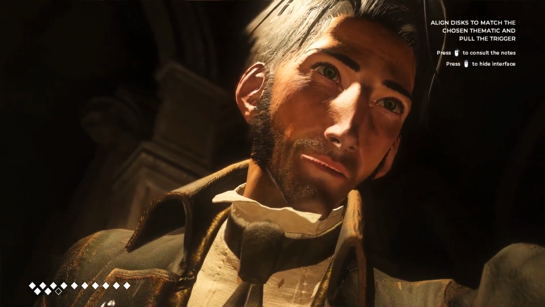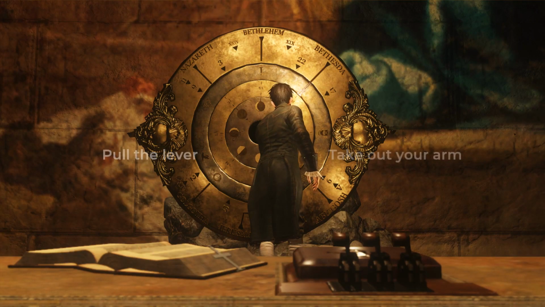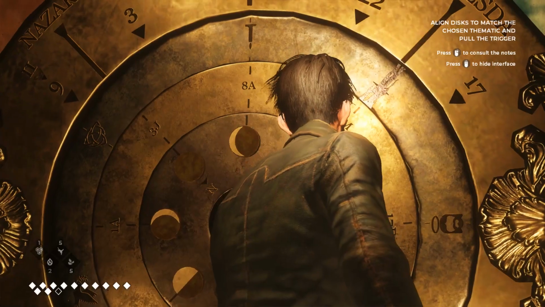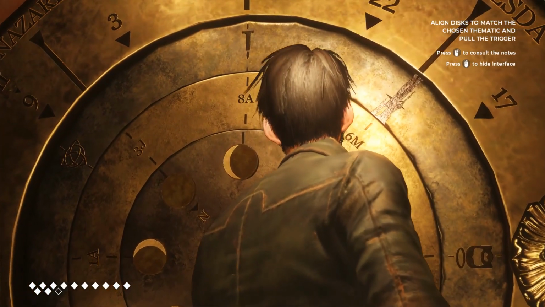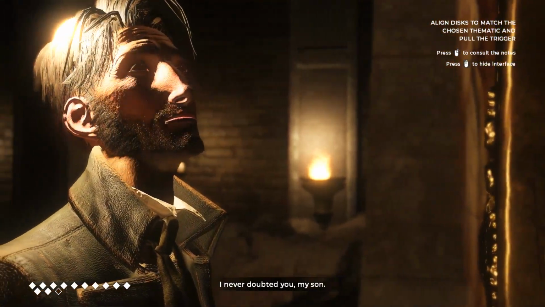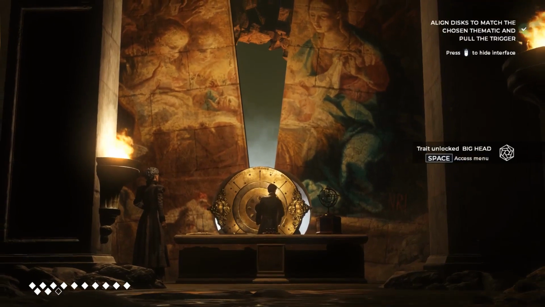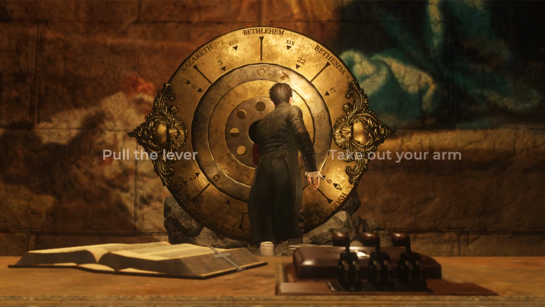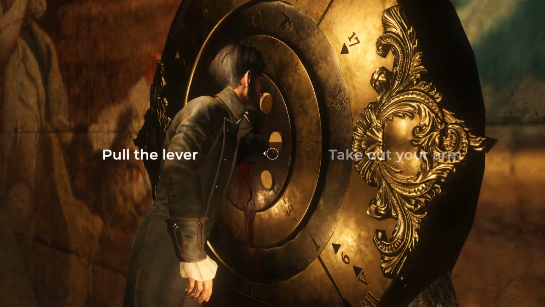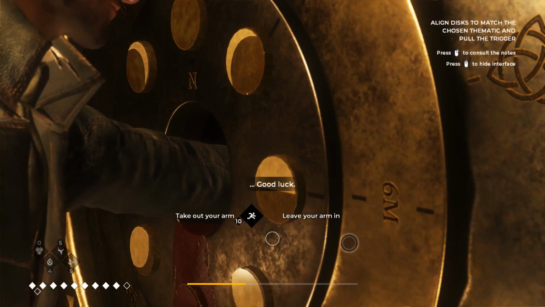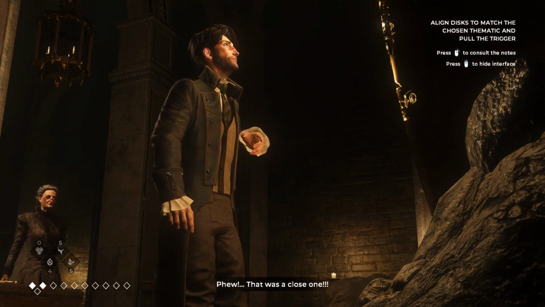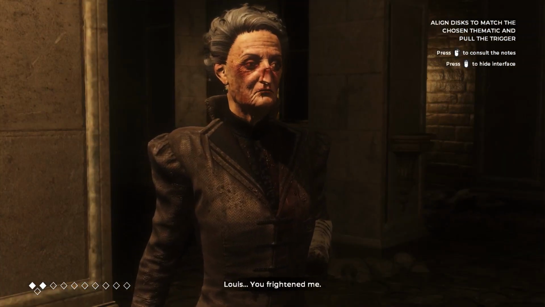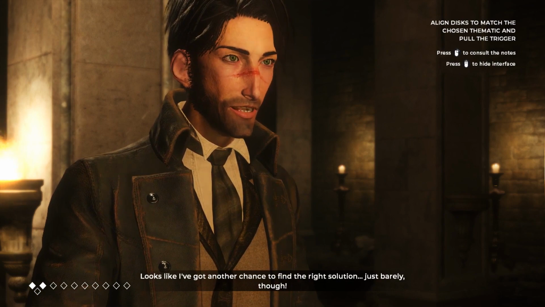I can feel the lever at the bottom. Good luck. I never doubted you, my son. That was a close one. Louis, you frightened me. It looks like I've got another chance to find the right solution, just barely though.